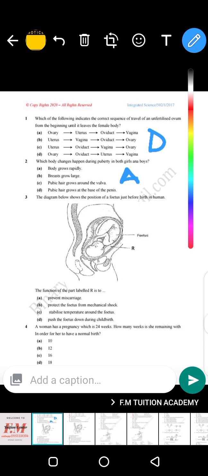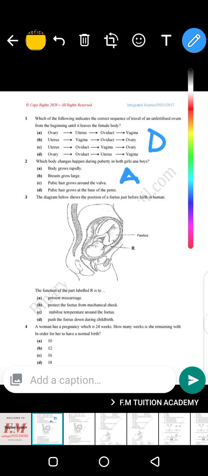And then C is pubic hair around the vulva. Males don't have a vulva, it's only females who do, so this one only happens in females. D says pubic hair grows at the base of the penis. This only happens in males. They're looking for the answer that happens in both, so the one that happens in both males and females is that the body grows rapidly. Both their bodies grow rapidly. And then let's go to the second question.